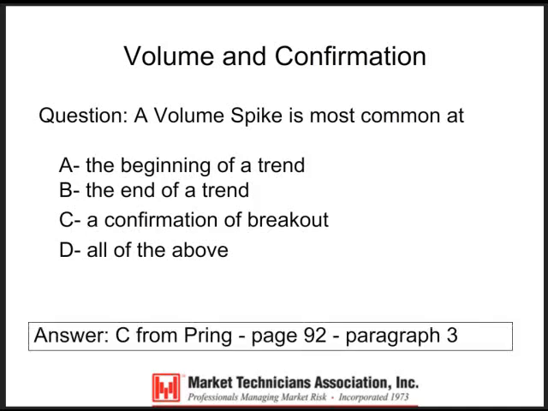Volume spike is most common at confirmation of a breakout. That's from Martin Pring's book, page 92. Volume spikes happen at the beginning and end of trends, but certainly don't always. The most common is at the confirmation of a breakout.